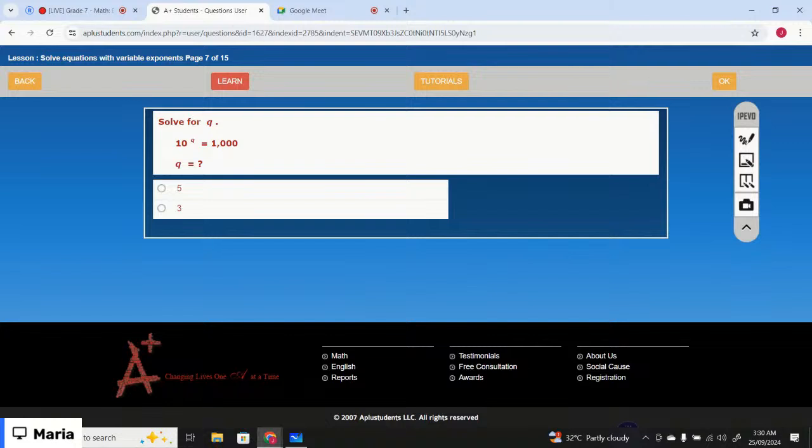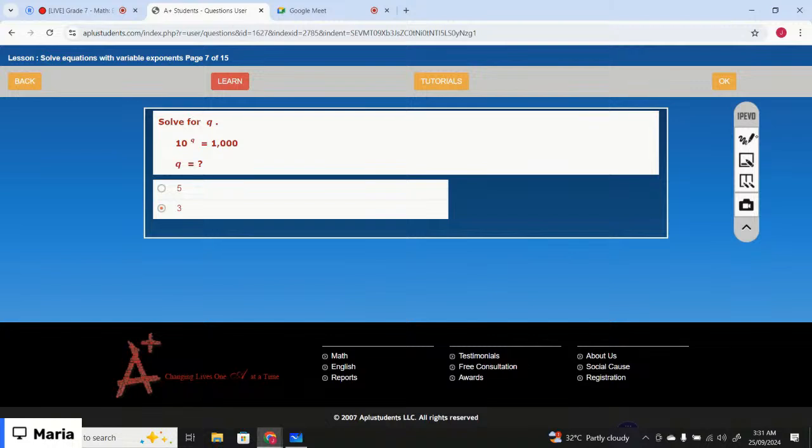Solve for Q. 10 exponent Q equals 1000. So which is the correct option? The exponent of the 10 is the same as the number of zeros on the other side, right? So that is 3. Option number 2 is the correct option.